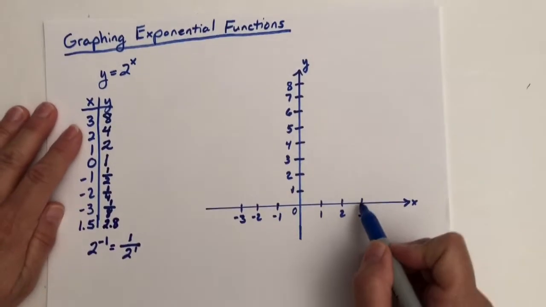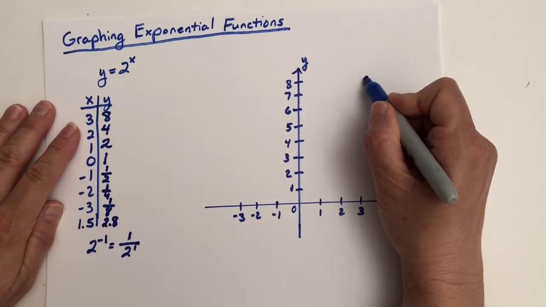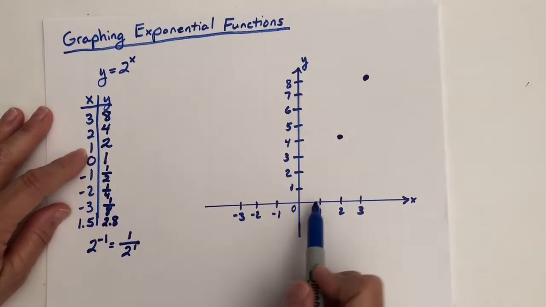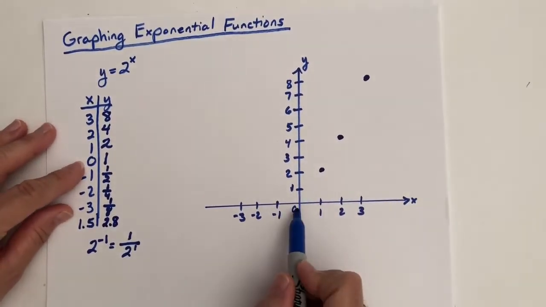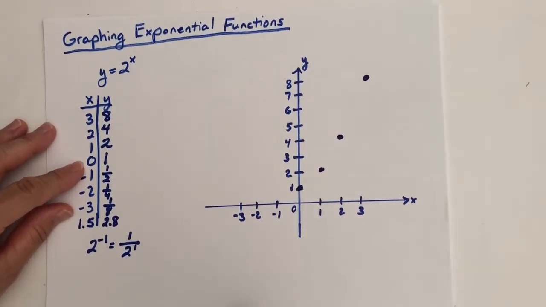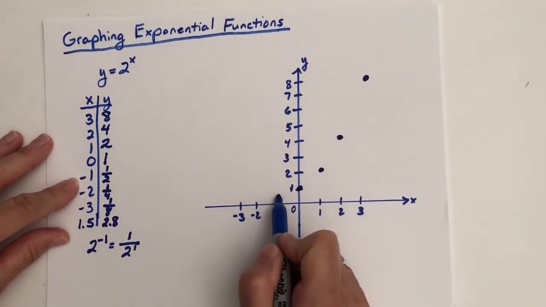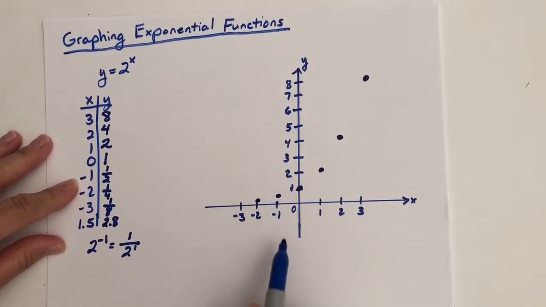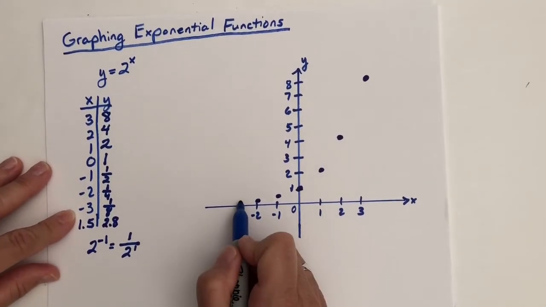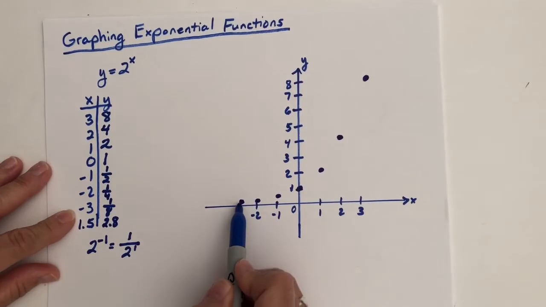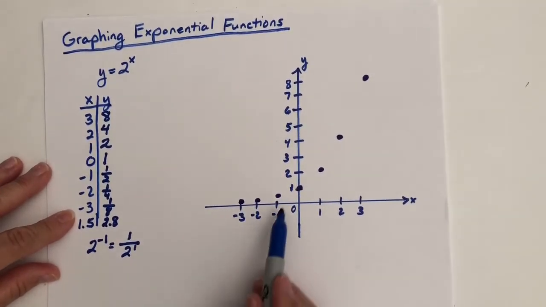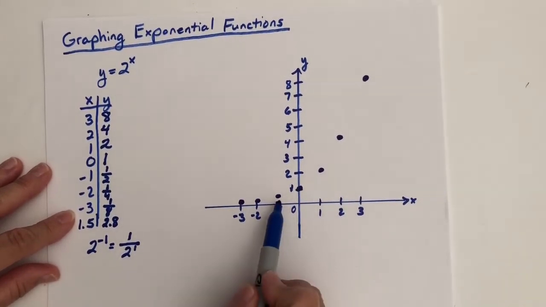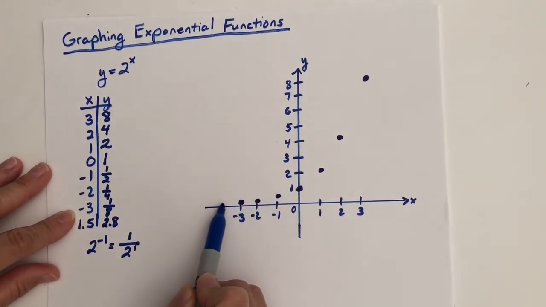We have 3, 8, so about right here. 2, 4, 1, 2, 0, 1, negative 1, 1/2, negative 2, 1/4. Oh, it's getting smaller, harder to see here. Negative 3, 1/8. You can't tell, but it's because it's so close to the x-axis, right? You can't really distinguish too well on my graph that this is 1/4 and this is 1/8. But notice it's getting ever closer to the x-axis.